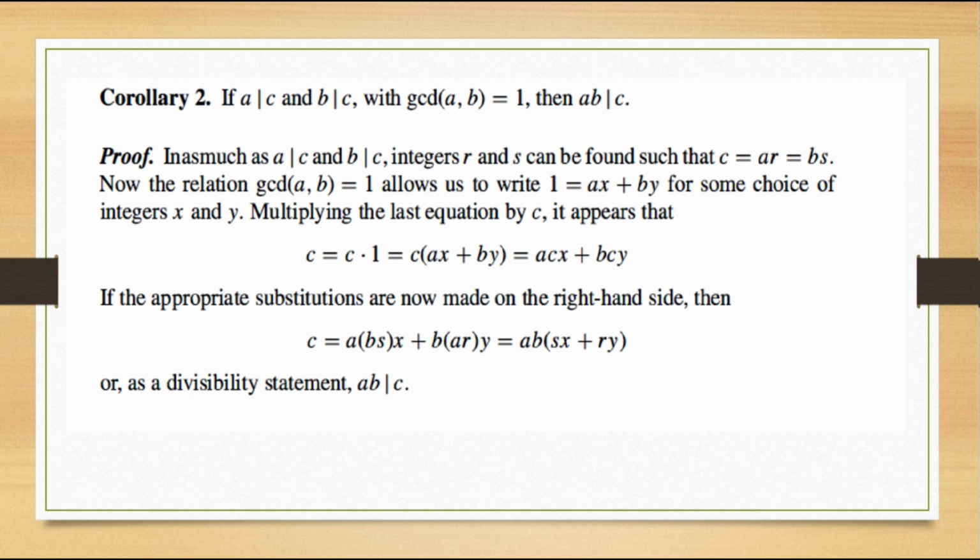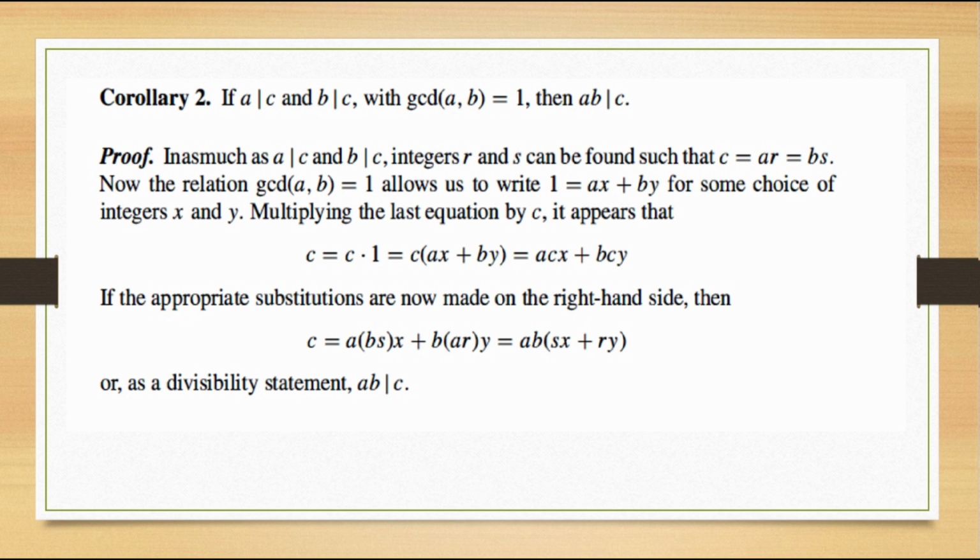Now the relation greatest common divisor of two numbers is equal to 1 allows us to write 1 is equal to a times x plus b times y for some choice of integers x and y. Multiplying the last equation by c, it appears that c is equal to c times 1 is equal to c times the quantity ax plus by is equal to a times c times x plus b times c times y.